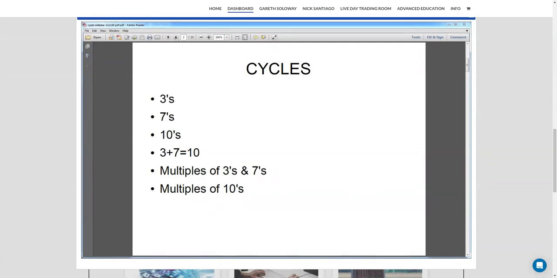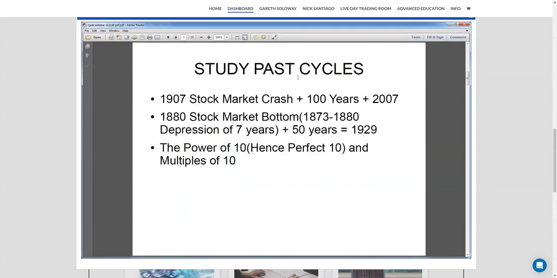No beginning, no end. Multiples of 3s and 7s, multiples of 10s. 10s are very important as well, right? Right now we're looking at a 10-year cycle that almost is repeating just like it did 10 years ago. All right, 2015 is looking just like it did in 2005.